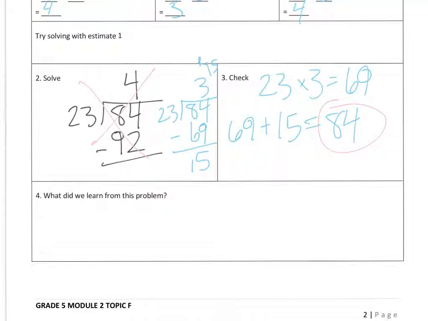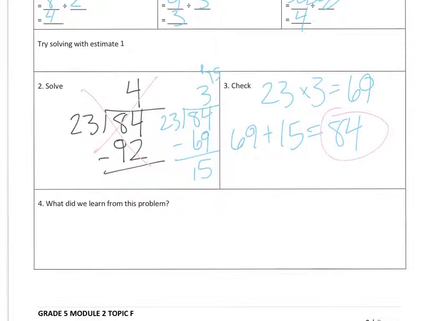So what did we learn from this problem? Sometimes our estimates can be a little off. Because we estimated that it was 4, and it was really 3. So our estimate was still helpful because we were still in the same ballpark. We knew it was close to 4, but we had to adjust.